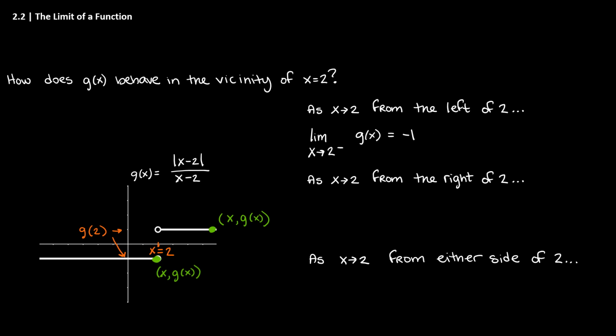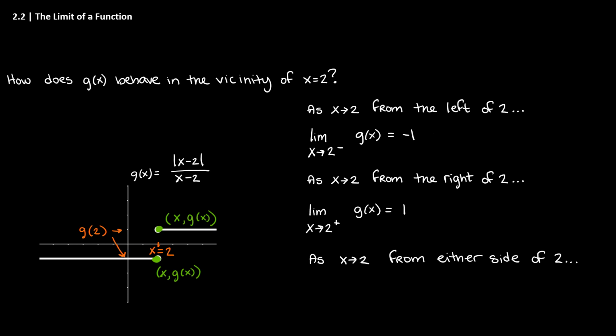What about traveling towards 2 from the right side of 2? This point is consistently producing outputs of +1. The function behavior is telling us to go to this location. So the right-sided limit, when x is approaching 2 for the function g of x, is equal to 1.